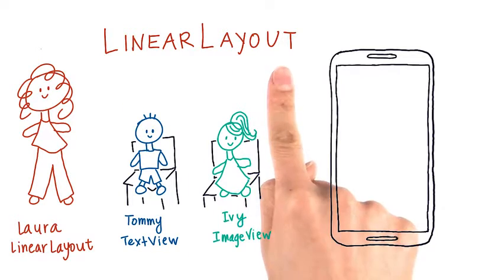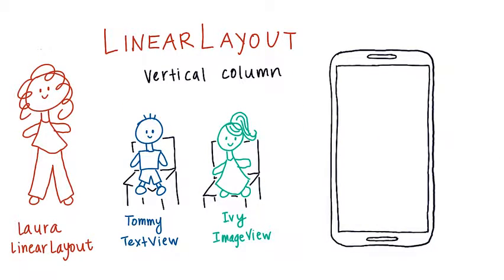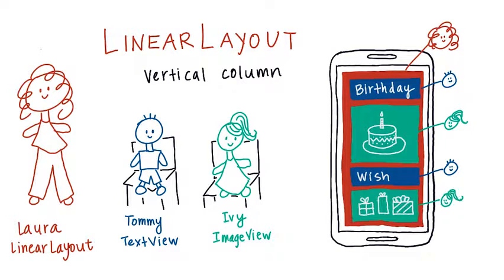First, let's look at linear layout. This view group can arrange children in a vertical column, like this. Notice how we're not limited to just one text view and one image view. We can put as many of them as we want in here, as well as other types of views. So this is Tommy, and this is his brother Timmy, and this is Ivy and her twin sister Irene.